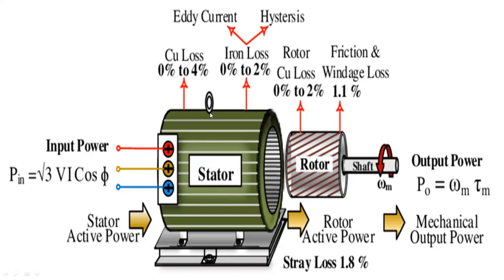Here we have the stator copper loss 0 to 4%, and iron loss 0 to 2%. We call them eddy current loss and hysteresis loss. Then rotor copper loss 0 to 2%, and friction and windage loss 1%. So here we get the stator losses and then the rotor losses. Then the stator active power we are getting, and ultimately the rotor active power, and ultimately it is the mechanical output power. Stray loss is around 1.8%. So this is the exact electrical energy balance of the induction motors that we are seeing.